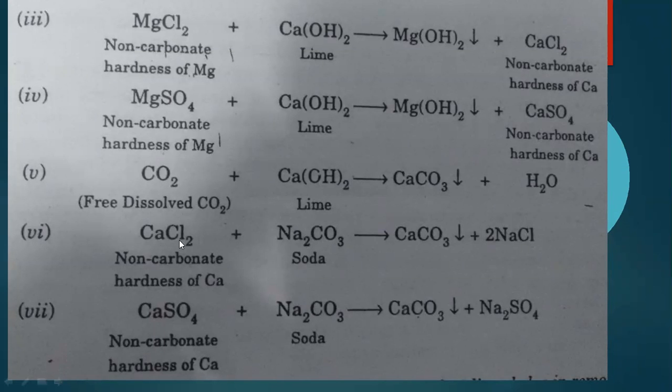So lime we have studied. Calcium chloride, when treated with soda, what happens? Calcium carbonate forms and NaCl forms. It can be removed by boiling of the water. CaSO4 reacts with the soda again, calcium carbonate will form and Na2SO4 will be formed. This will further be treated again with the soda or lime, and we will obtain the pure water.